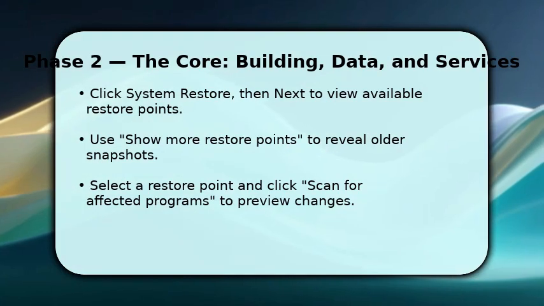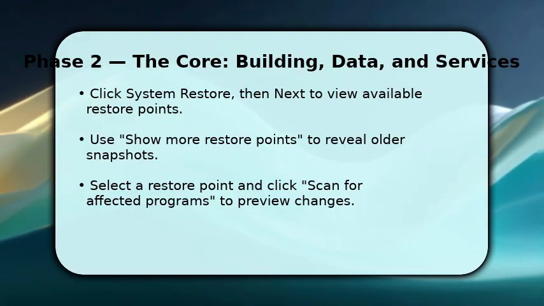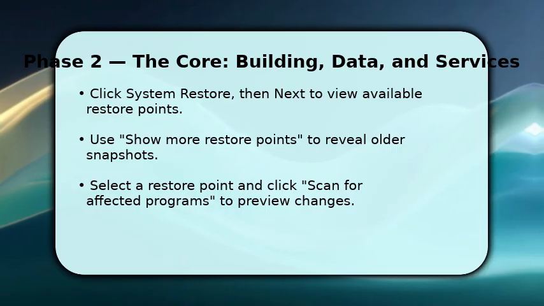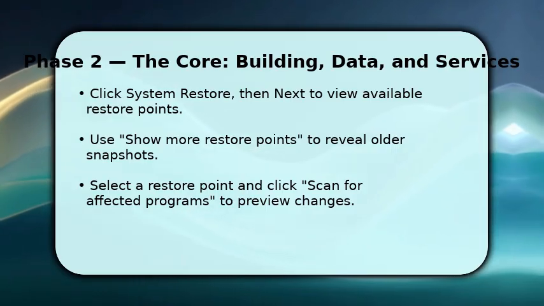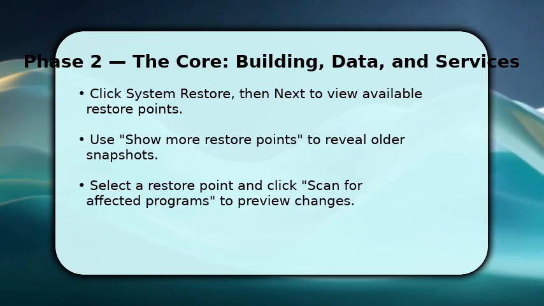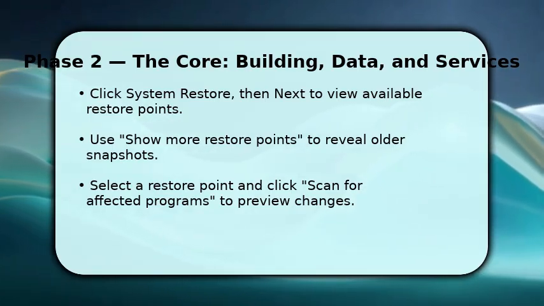Once in System Restore, click Next to list available restore points. This displays dates, times, and brief descriptions so you can choose the correct snapshot. Make sure to tick Show More Restore Points if you need older entries. Windows sometimes hides older or shadow copies.